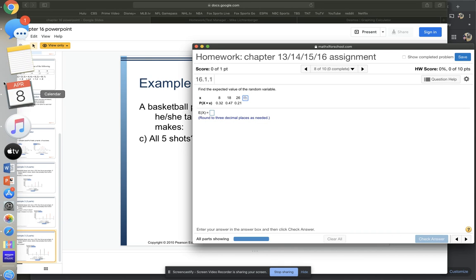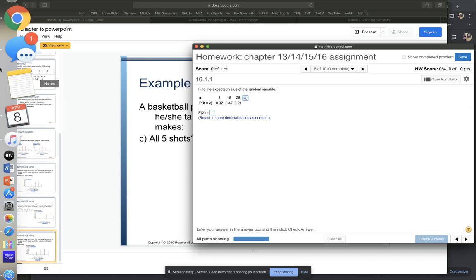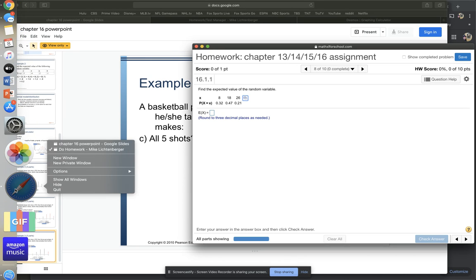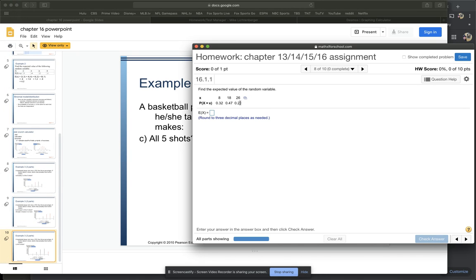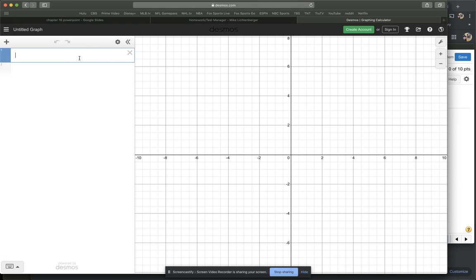Let's see if this will work. It's not working, it appears. All right, so that's not a problem. But the key is to find the expected value, we take each value and multiply it by its probability. So that means 8 times 0.32.